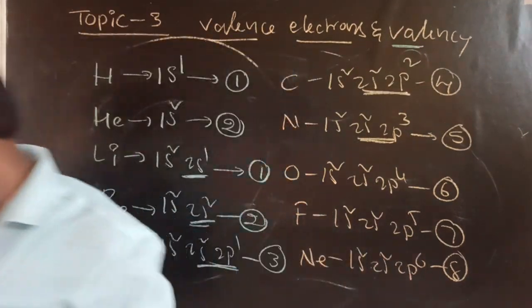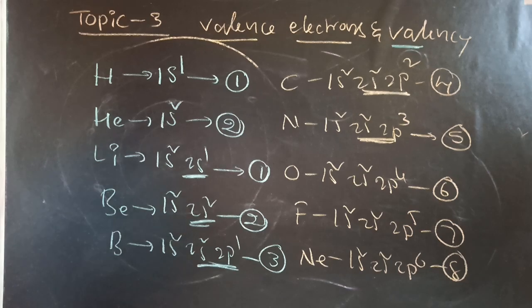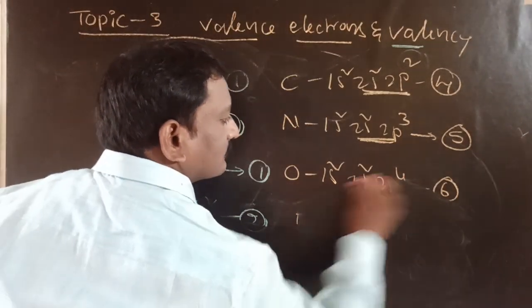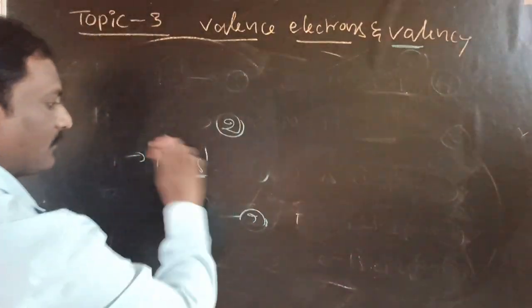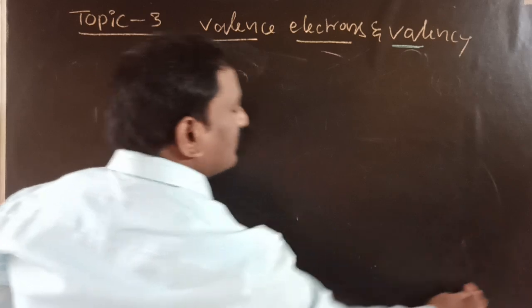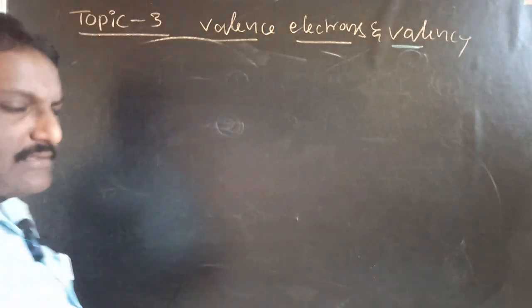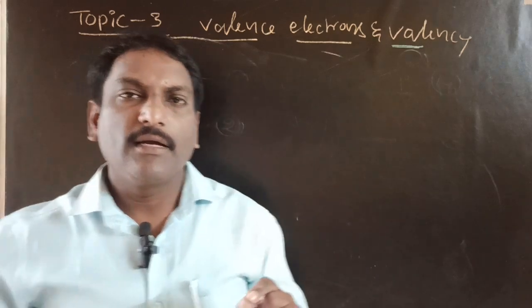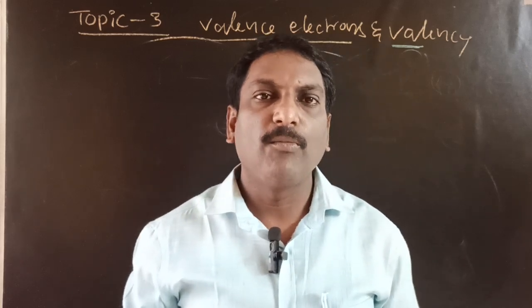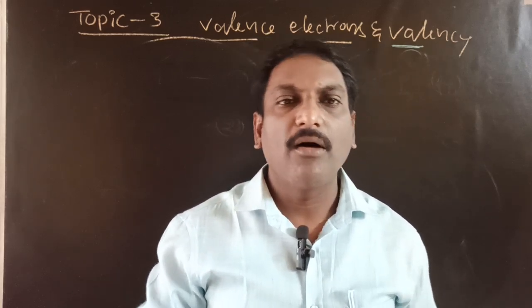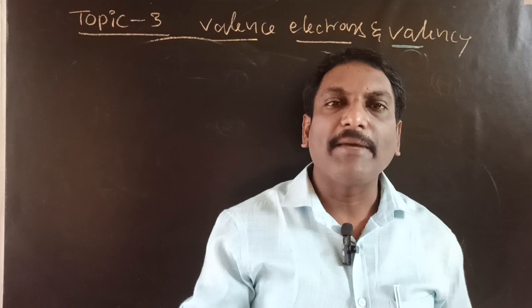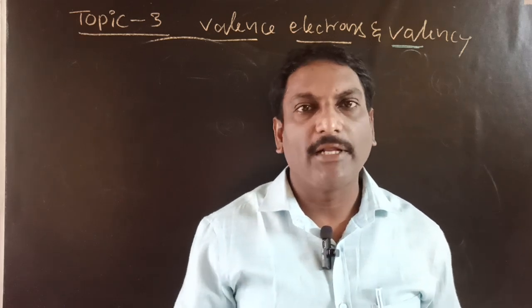What is meant by valency? Valency means combining capacity of an element, so bonding capacity of elements. Some elements give one bond with neighboring, some elements give two bonds with neighboring, some are three, some are four. So that is called valence. Valence means the combining capacity of an element, bonding capacity of an element.